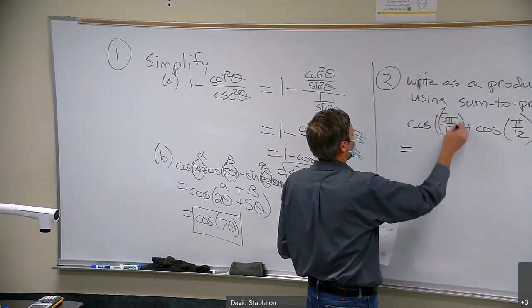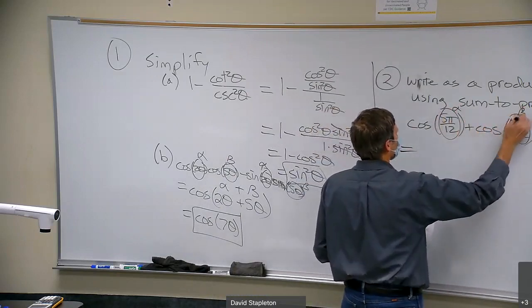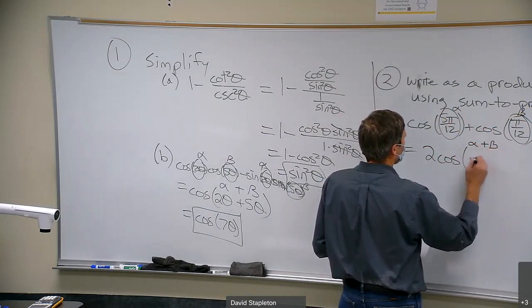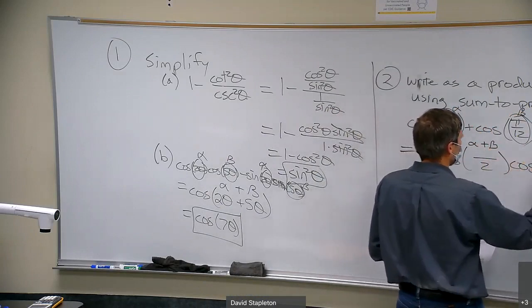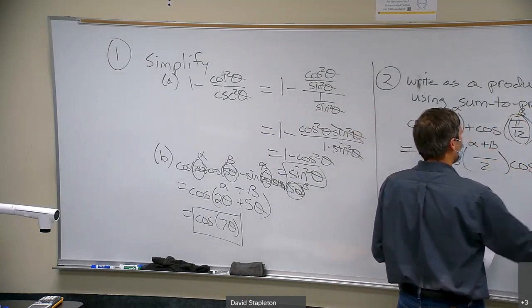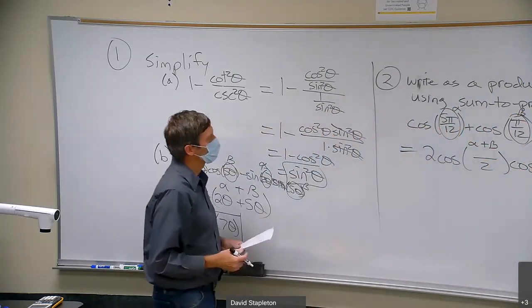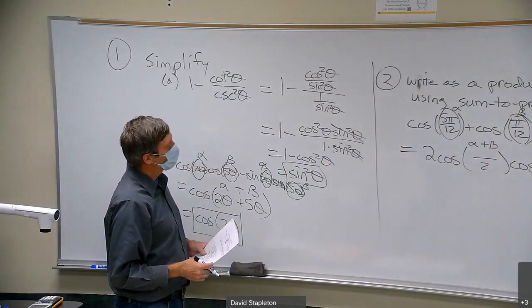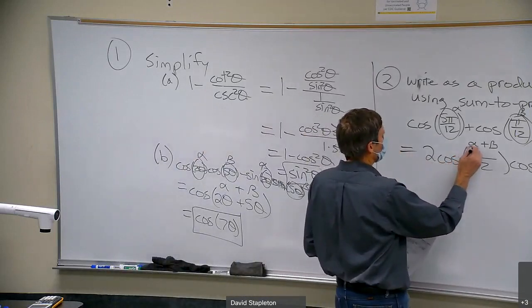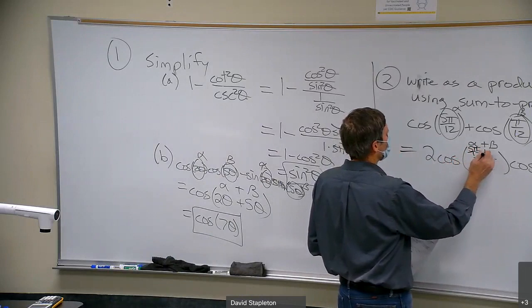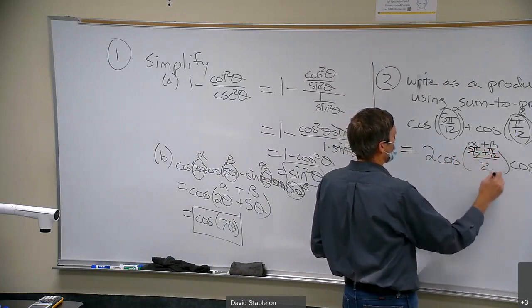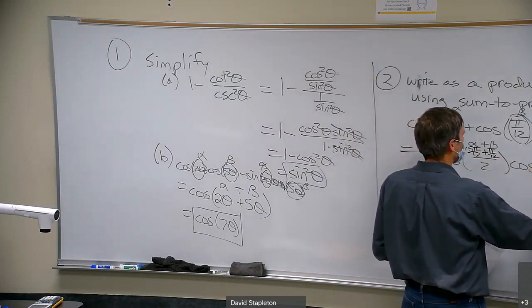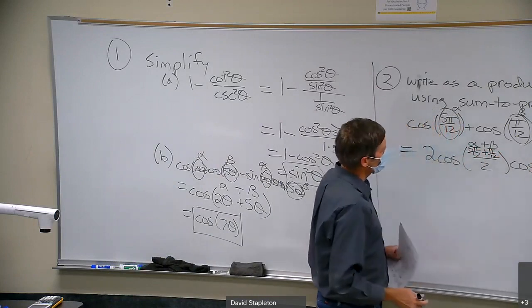The idea is that cosine alpha plus cosine beta is twice cosine of their sum over 2 times cosine of their difference over 2. That's the sum to product identity. Cosine plus cosine is 2 cosine cosine. So now alpha is 5 pi over 12. And beta is pi over 12. Then you can figure out what these angles are, right?